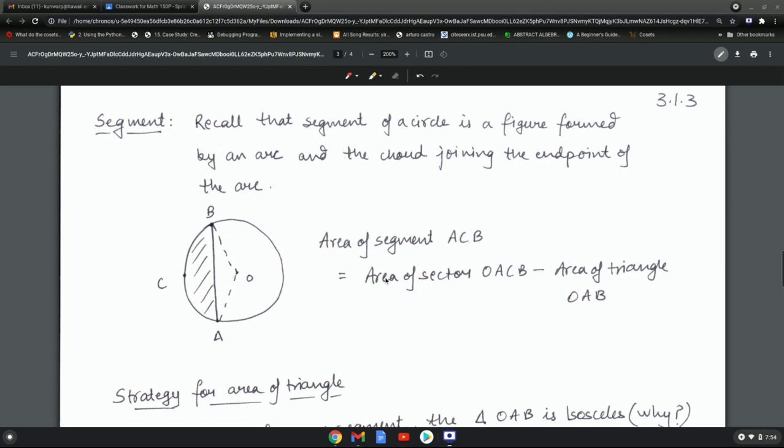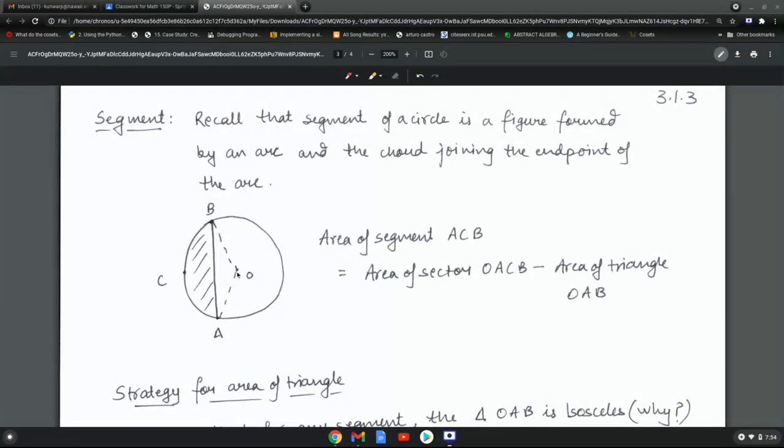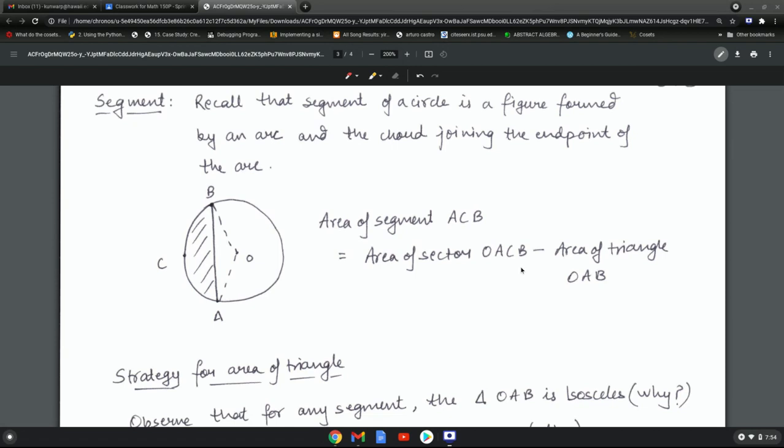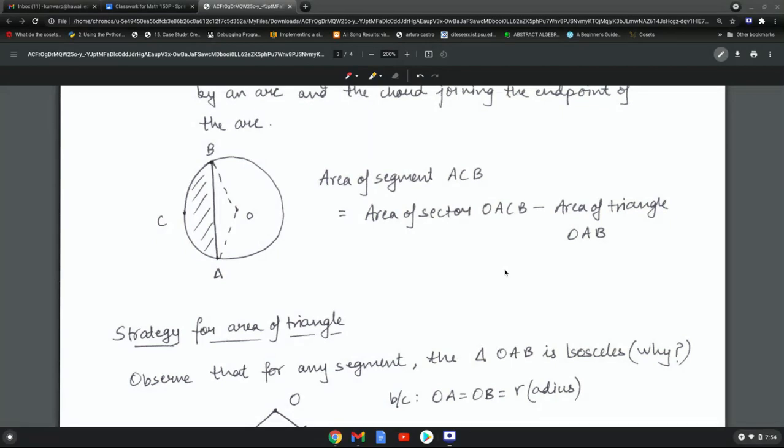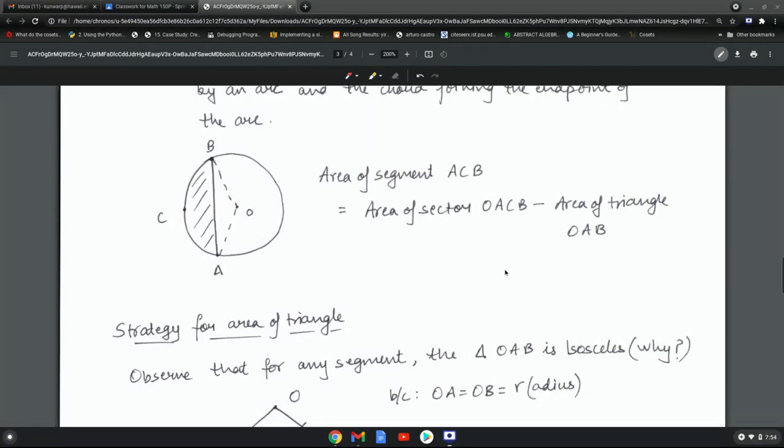Now, one simple way to find the area of this segment is that it's going to be the area of the sector OACB minus the area of triangle OAB. So what we are doing here is reducing the problem into two other problems which you already know how to solve, which is finding the area of a sector and finding the area of a triangle. Now let's look at a strategy for how to find the area of this triangle.